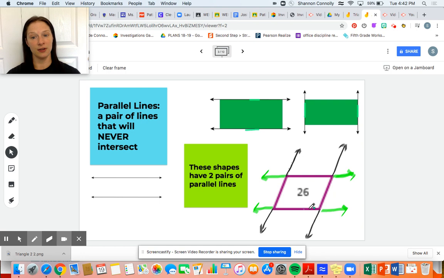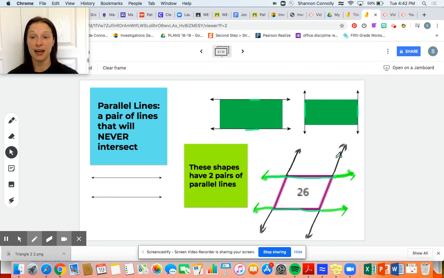Then down here in the shape labeled number 26, we have another set of parallel lines here. So see the green extended here? That's 1 pair of parallel lines. Okay, so they're going straight across the paper. 1 pair of parallel lines, they will never meet. Then, even though these lines are on a diagonal, I just wanted to show you this one example. Just because they're on a diagonal they can still be parallel, okay?